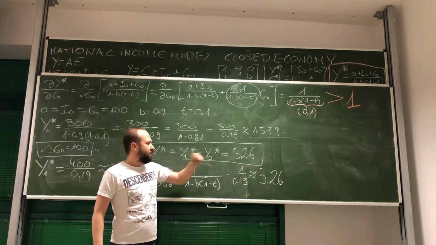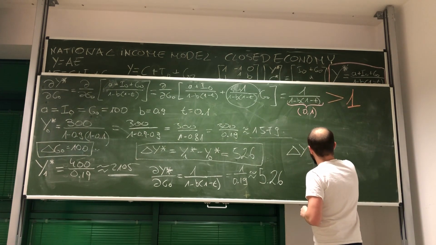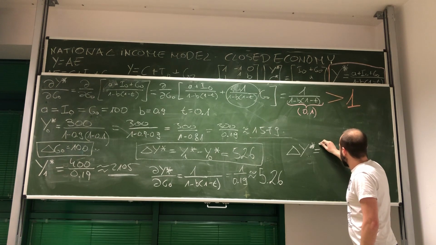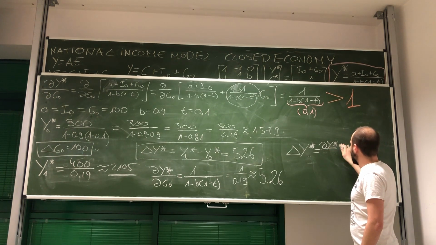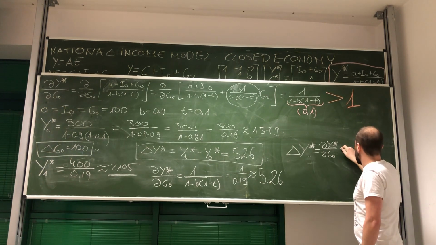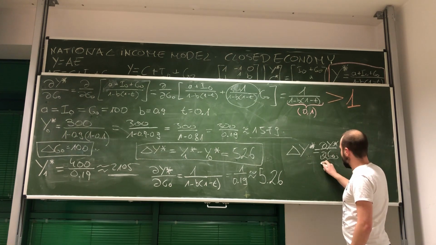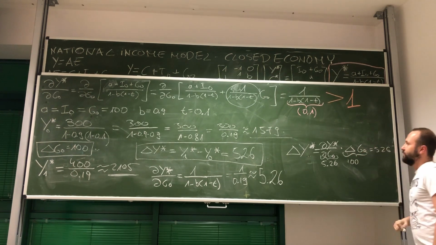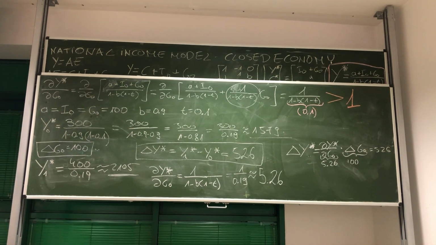Have we seen this number? Well, it's right here. What this example is showing us is that the change in the equilibrium level of income is equal to the partial derivative of income with respect to government spending times the change in the level of government spending. So in our case it was 5.26 times 100, and it gave us 526. Is it a coincidence? Of course not.